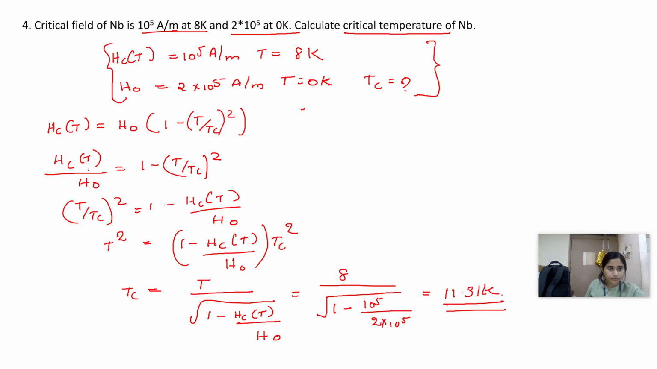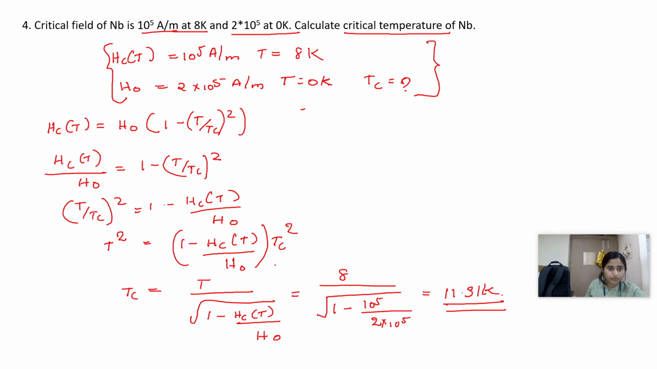Okay. From that, Hc of t divided by H0 will be 1 minus T divided by Tc whole square. And from there you have to get the expression for Tc. For that, T divided by Tc whole square will be 1 minus Hc of t divided by H0. From there you take the Tc square value, that will be 1 minus Hc of t divided by H0 times Tc whole square. From there you will get the value of Tc, that is equal to T divided by root of 1 minus Hc of t divided by H0.